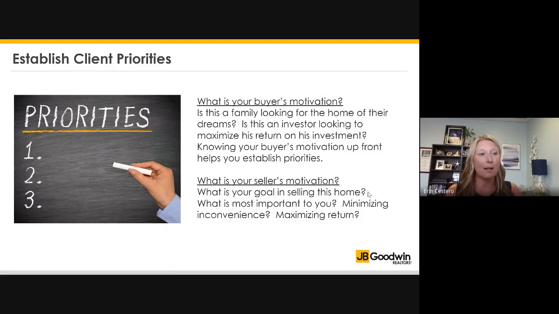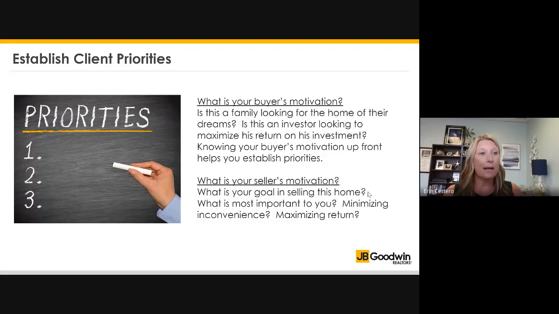So I need to know my client's motivation so I know how we're going to respond and the language I'm going to use. With a seller's motivation, what's their goal in selling the home? What's most important to them? Do they need to minimize inconvenience? Are they taking 3 kids out of the house, a dog? Is it impossible to handle those showings? Or do they need to maximize their return?